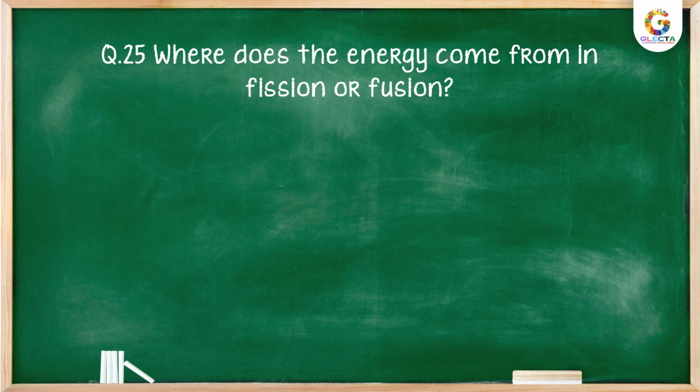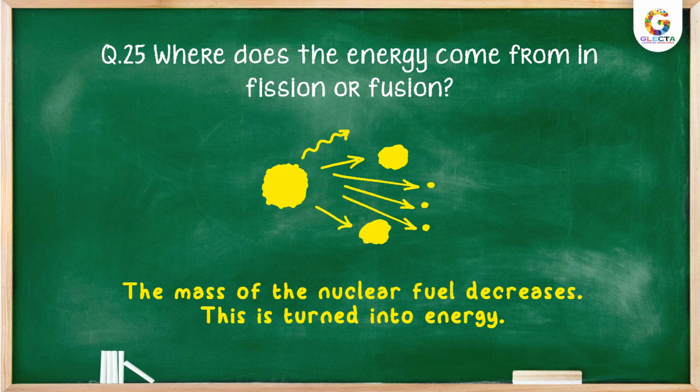Question 25. Just for triple, where does the energy come from in fission and fusion? During fission or fusion, the mass of the nuclear fuel decreases. This mass is turned into energy.